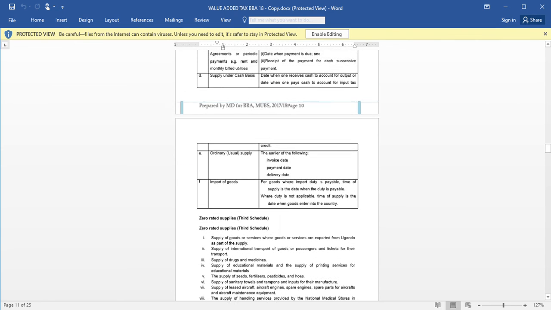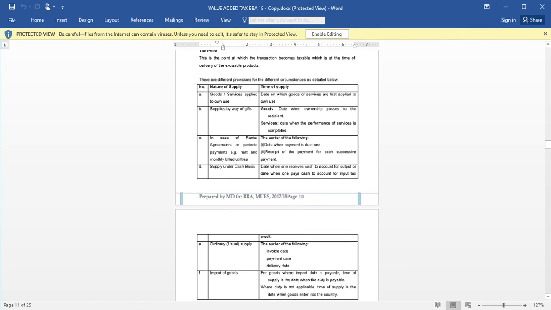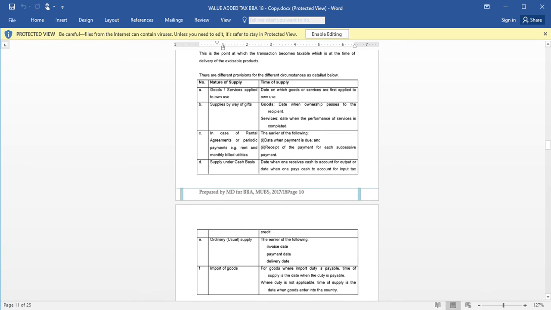We shall be talking about the zero rated supplies, the exempt supplies, and then other things.